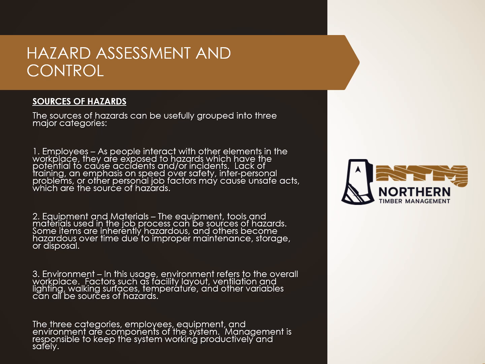Equipment and material. The equipment, tools, and materials used in the job process can be sources of hazards. Some items are inherently hazardous, and others become hazardous over time due to improper maintenance, storage, or disposal. Environment. In this usage, environment refers to the overall workplace. Factors such as facility layout, ventilation and lighting, walking surfaces, temperature, and other variables can all be sources of hazards. The three categories, employees, equipment, and environment, are components of the system. Management is responsible to keep the system working productively and safely.